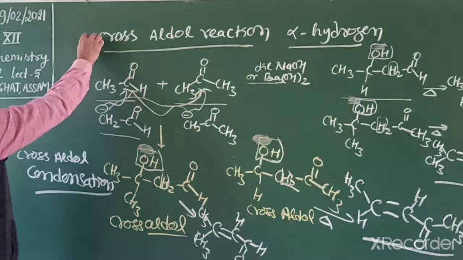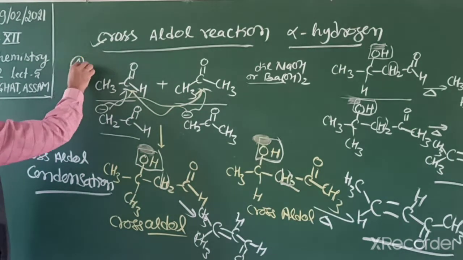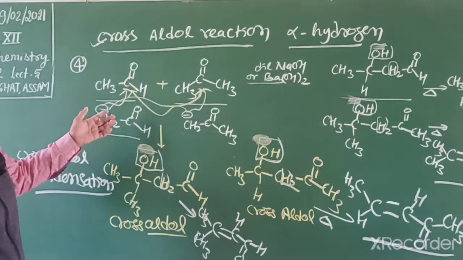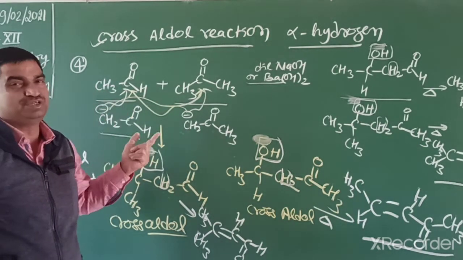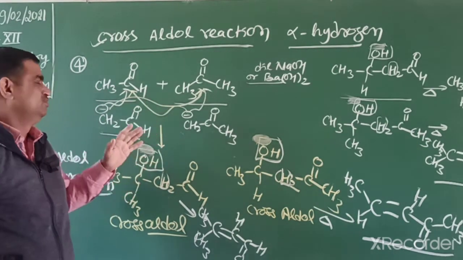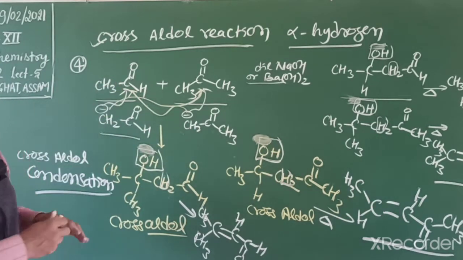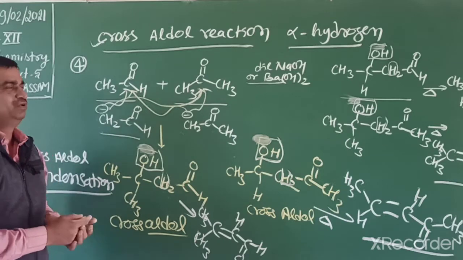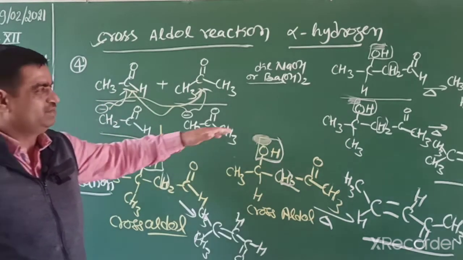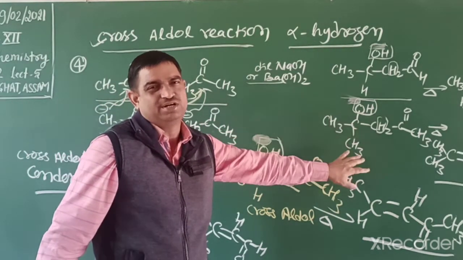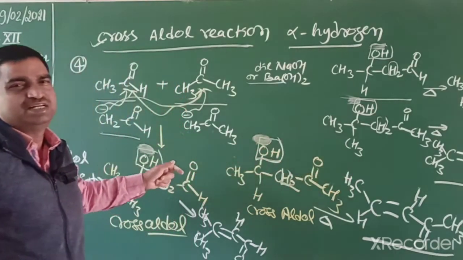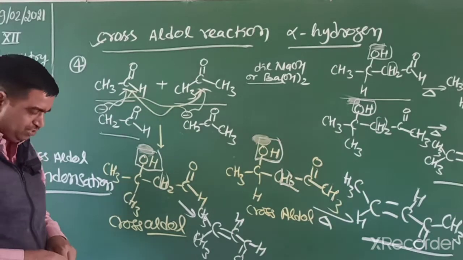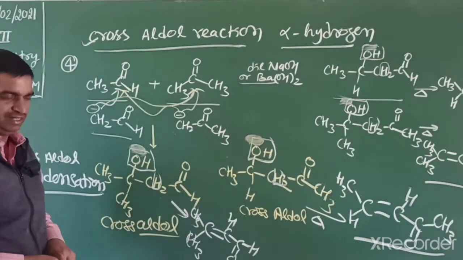So in cross aldol we get 4 different products. How can you say? Because we have to take either 2 aldehydes or 2 ketones, different moles. So both provide carbanions, and both can attack the same molecule as well as the opposite molecule. If they attack the same molecule, then we get the aldol product, aldol condensation after heating. If they attack in the opposite direction, then we get cross aldol. So this reaction is known as cross aldol condensation.